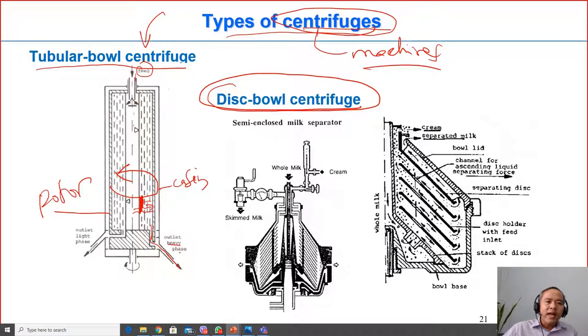We call it the heavier phase. And the one inside here is collected here, outside here, so we have the lighter phase. So if we put milk into the system, we obtain cream here, and we obtain plasma or skim milk here. Skim milk has higher density, so it's pushed further away from the center.